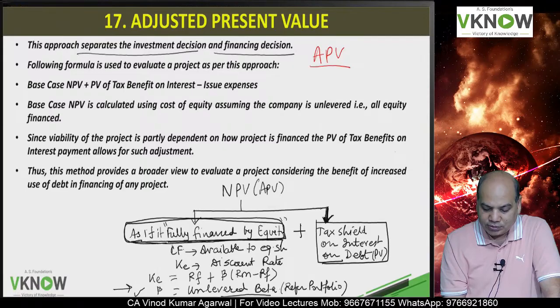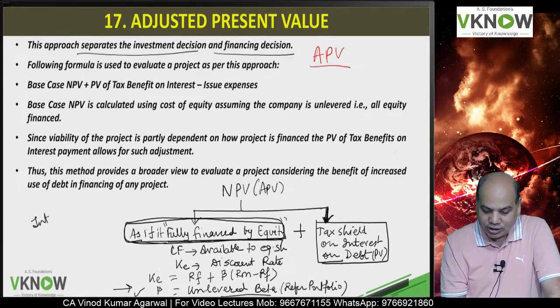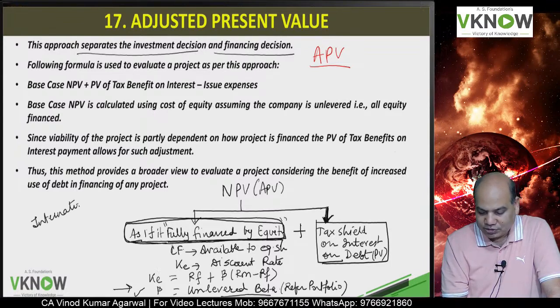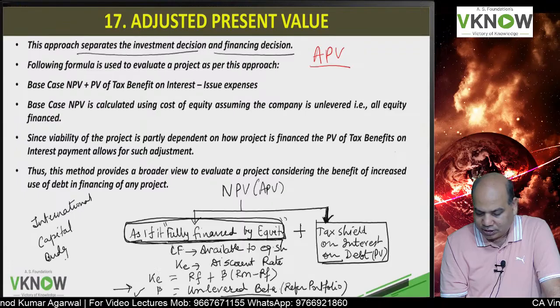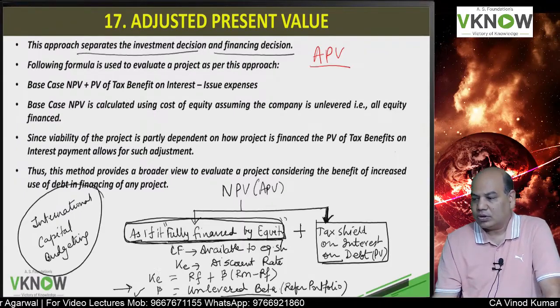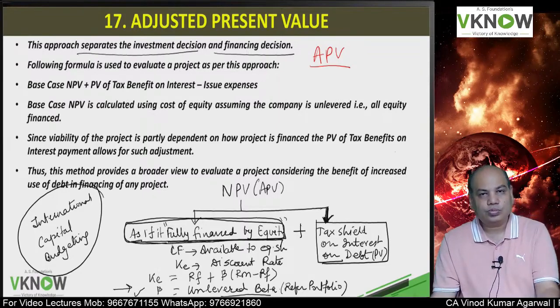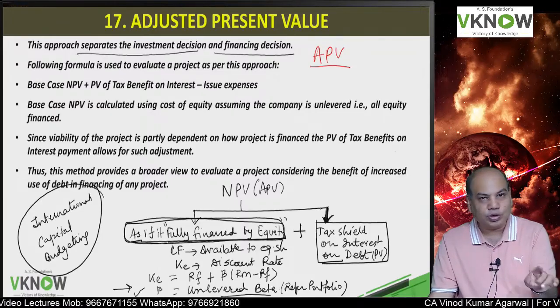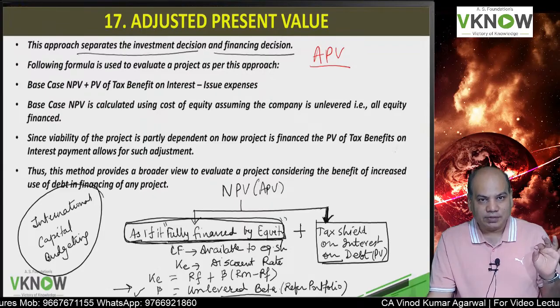This is the APV method. And just to remind you, we have done in detail one question in the International Capital Budgeting chapter. That question was also under the APV method. So more detail I have written there, so I don't want to repeat it again, but whatever is required I have explained.